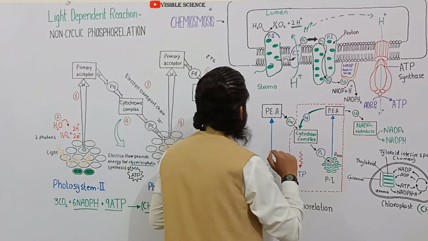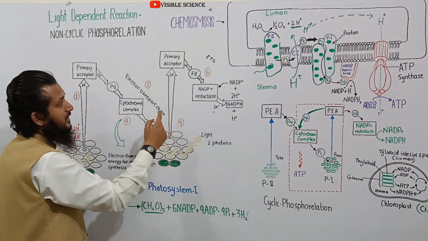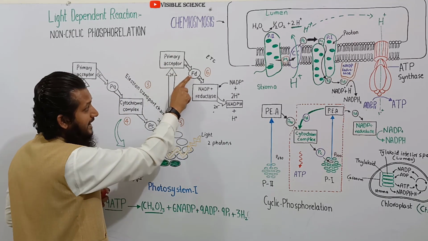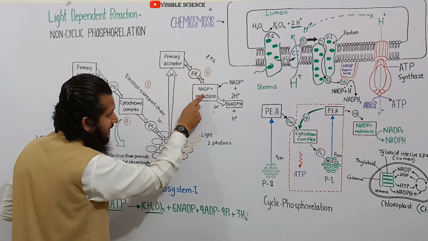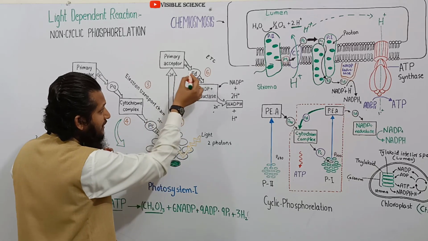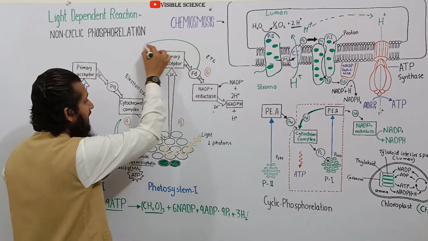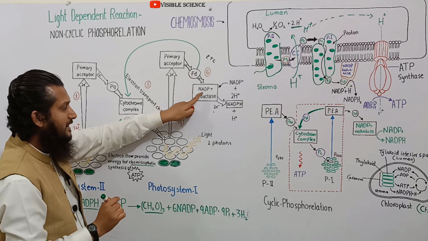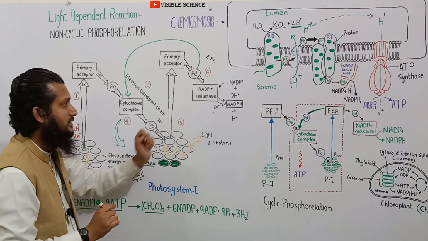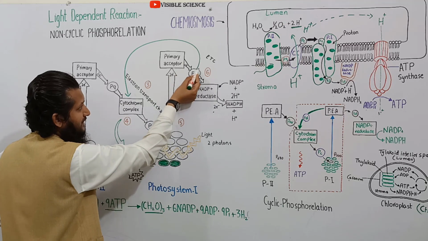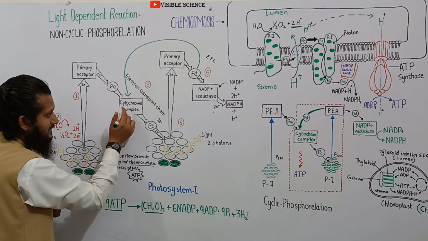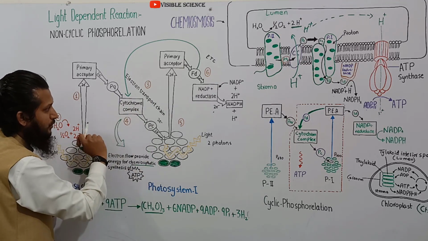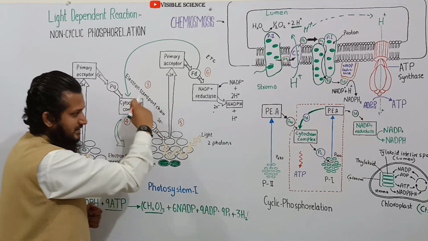Here in cyclic phosphorylation, the electron from the primary electron acceptor goes to ferredoxin, and instead of going to NADP reductase, the electron of ferredoxin goes to the cytochrome complex. Because when the electron passes to the NADP reductase, NADPH is produced, but when the electron of ferredoxin passes to the cytochrome complex, the cytochrome complex produces ATP from the energy of that electron, and cyclic phosphorylation starts.